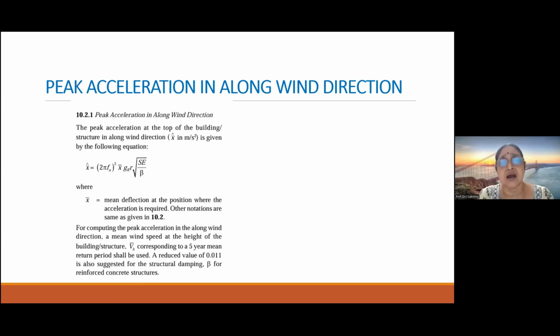Now we have to work out the peak acceleration at the top of the building in the along wind direction. Again, as you can see, the GR that is there means you are considering the resonance between the approaching wind fluctuations and the structure, and the acceleration that the structure is going to experience at the top level. For this, a reduced return period of 5 years has been suggested, and a reduced value of damping, so that the value is on the conservative side. That is why they have used a lower value of damping. You can see that damping is in the denominator.